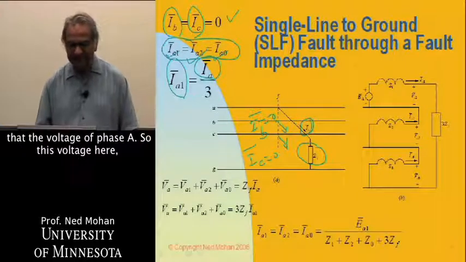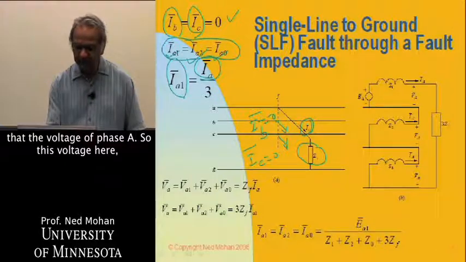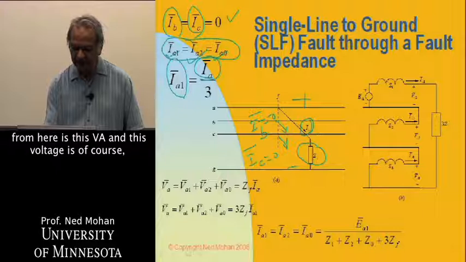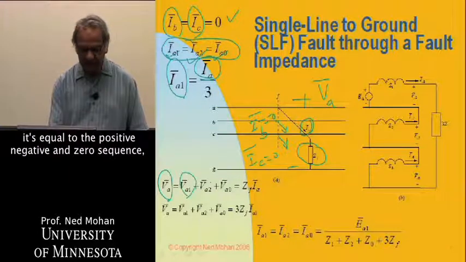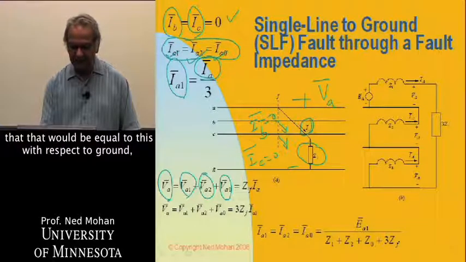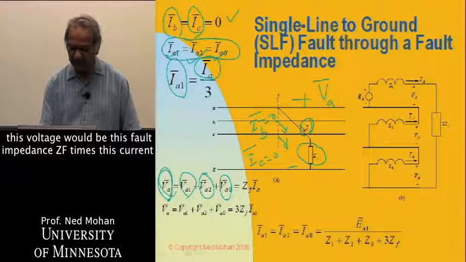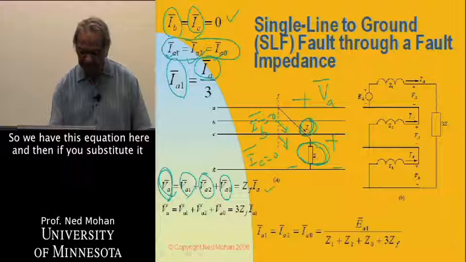The other equation is that the voltage of phase A, so this voltage here from here is this VA, and this voltage is, of course, in terms of symmetrical components, equal to the sum of the positive, negative, and zero sequence. But you can see from this network that, with respect to ground, this voltage would be this fault impedance ZF times this current IA that's flowing through it, right here. So we have this equation here.